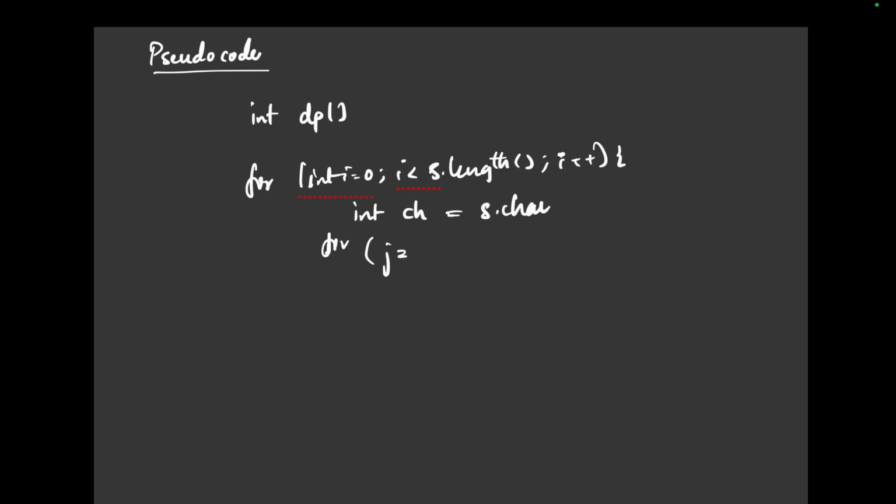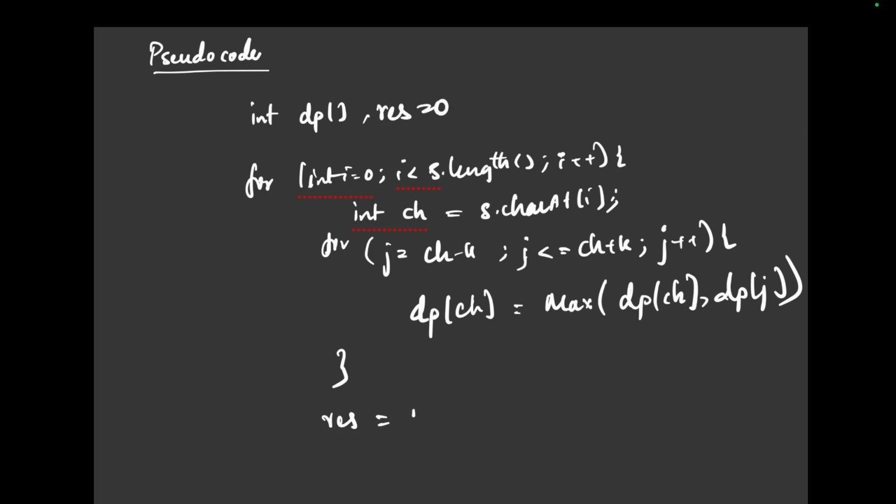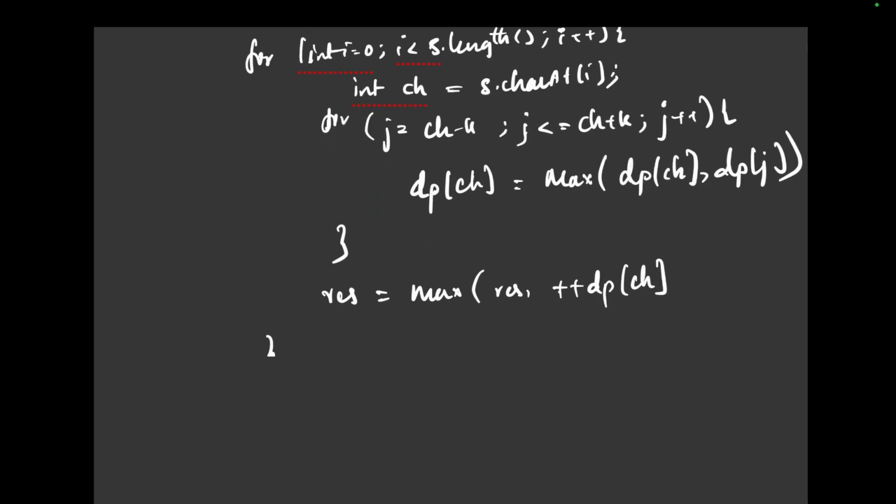s dot charAt i, right. So j is ch minus k, j less than or equal to ch plus k, j plus plus. Do this, and now you will take dp of your current character, which is ch, max of dp of ch and dp of your j. You are dynamically choosing, right. Your result here, the result will be 0. The result is max of result comma your pre-computed dp of your ch, right. After this you will return your result.